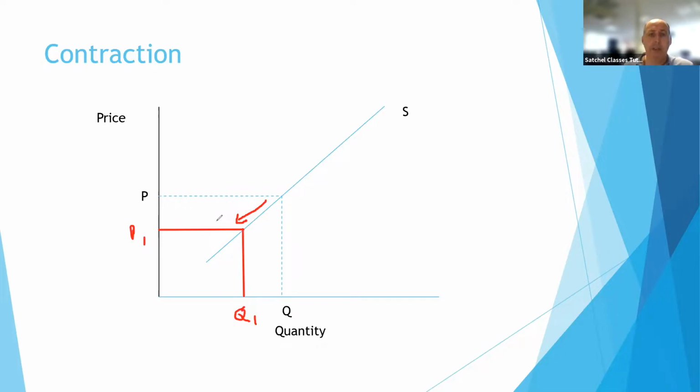So they have to leave the market and they won't produce goods because there's no point in producing goods if they're not going to make a profit. So there's that contraction of the curve with movement along it like that from P to P1. So that's if the price falls.